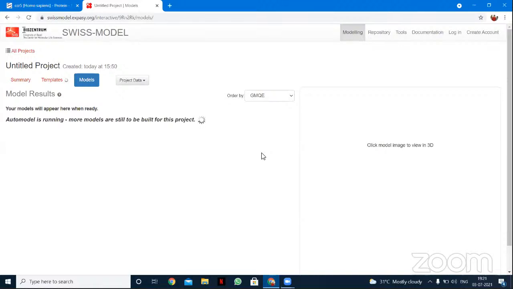Somebody has put in the chat box iTester. Yes, iTester is for threading. It will give you the secondary structural components of the particular protein amino acid sequence which is submitted.